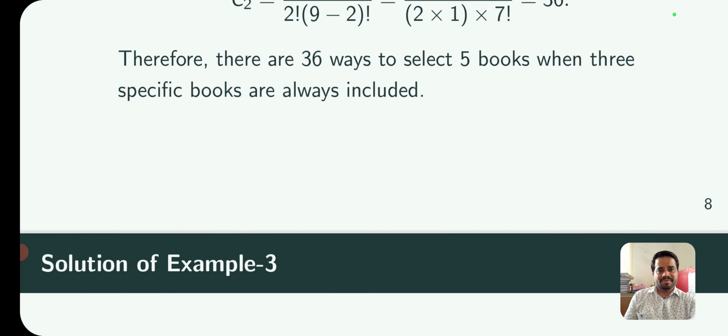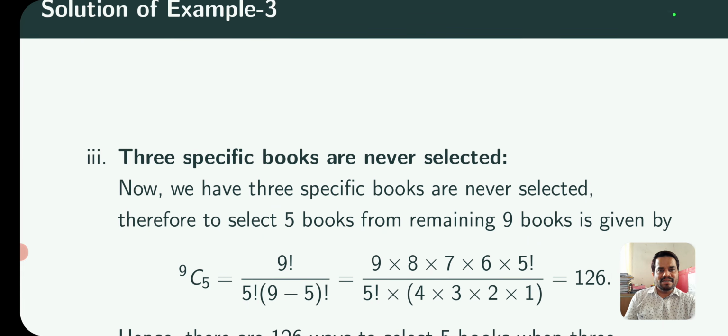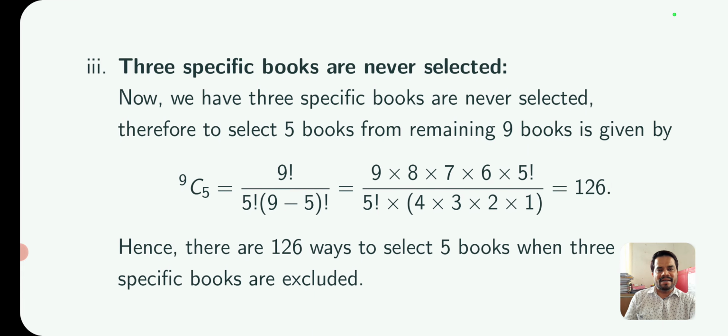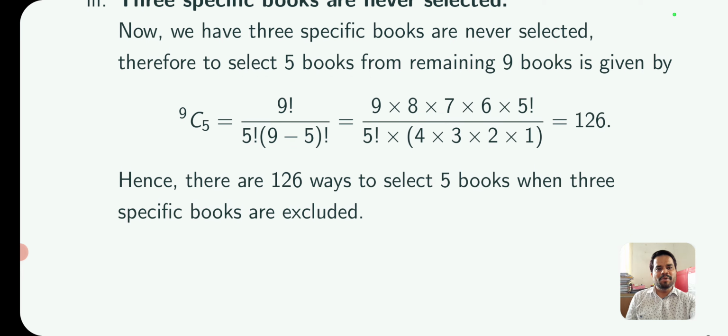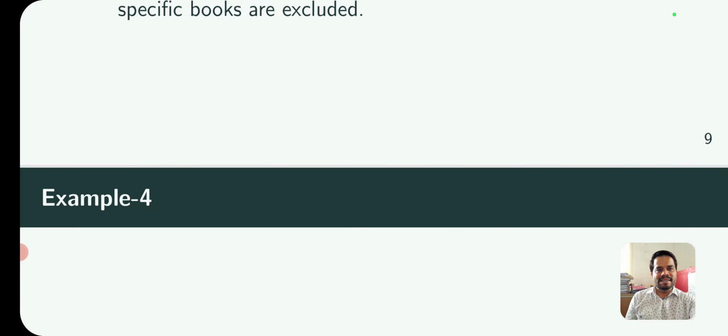And now the third case is that 3 specific books are never selected. This is the opposite of the previous case. Now 3 specific books are never selected. Therefore, to select 5 books from the remaining 9 books, it is given by 9C5 ways, and simplifying here, we get 126 ways to select 5 books when 3 specific books are excluded. So this is all about this example.